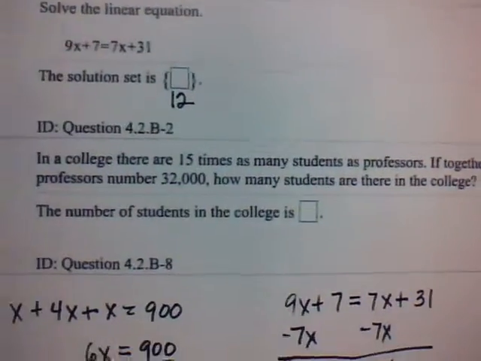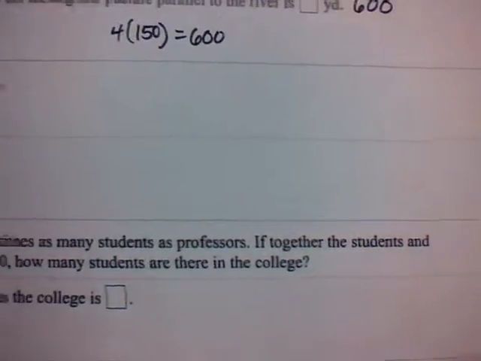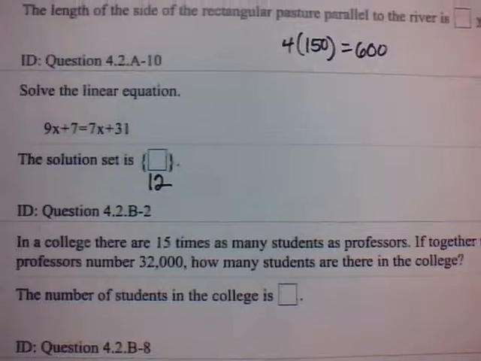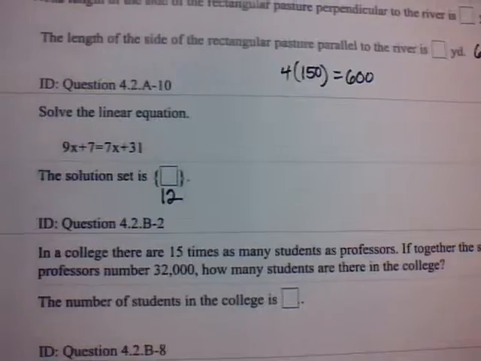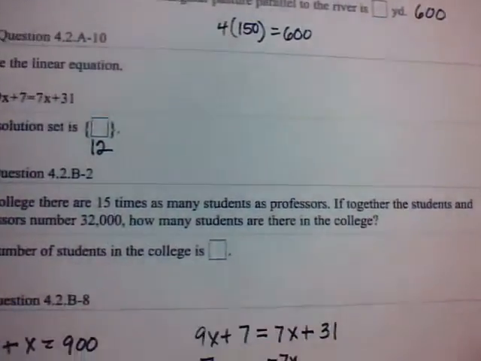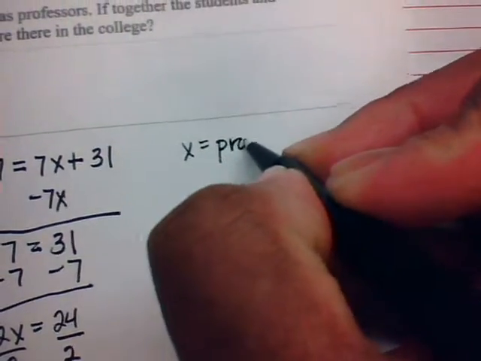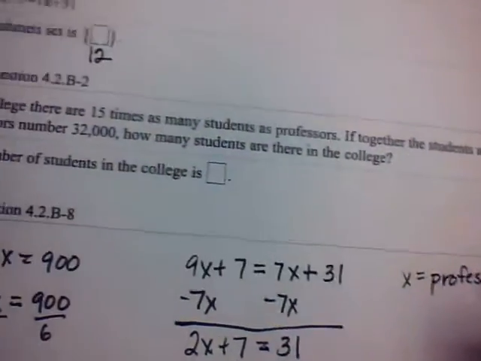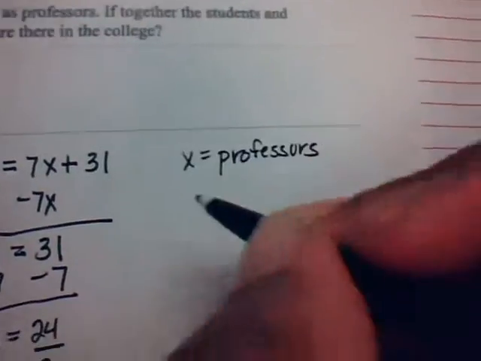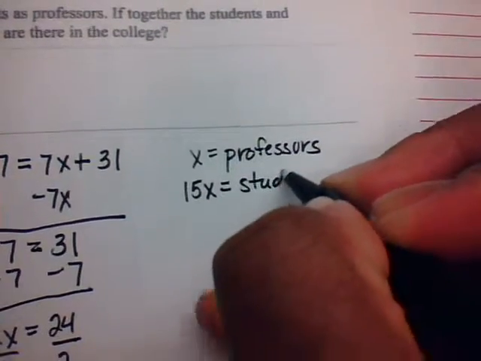And finally, number 5, in a college there are 15 times as many students as professors. If together the students and professors number 32,000, how many students are there in the college? All right, in that particular problem here, if I let x be the number of professors, and I'm told that there are 15 times as many students as professors, so 15x would be the number of students.